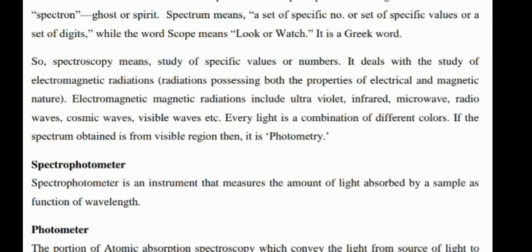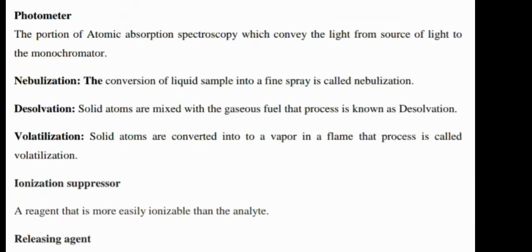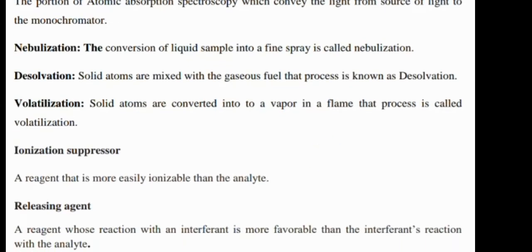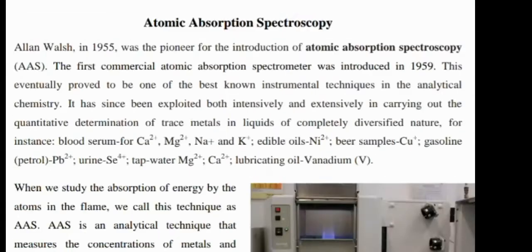Now we will discuss what is a photometer. It is the portion of atomic absorption spectroscopy which conveys the light from the source of light to the monochromator. Nebulization is the conversion of liquid sample into a fine spray. Now what is dissolvation? Solid atoms are mixed with the gaseous fluid, and this process is known as dissolvation. Further we have volatilization. Solid atoms are converted into vapor in a flame, and this process is known as volatilization.